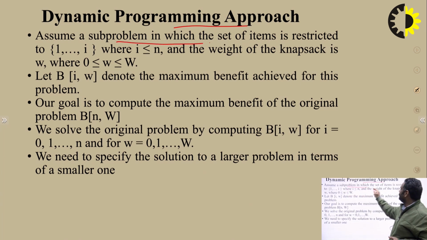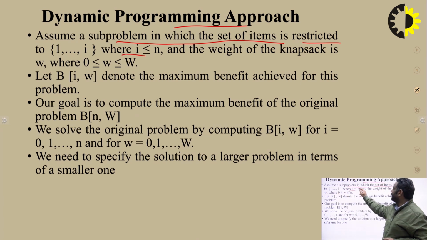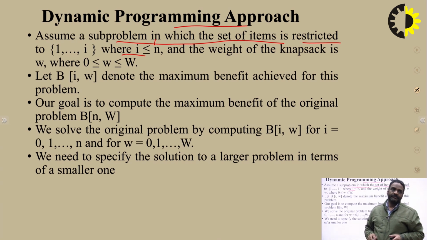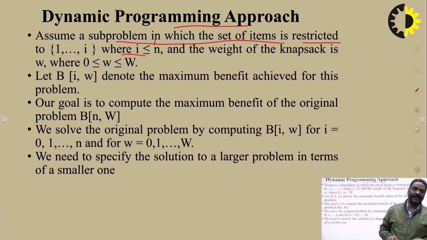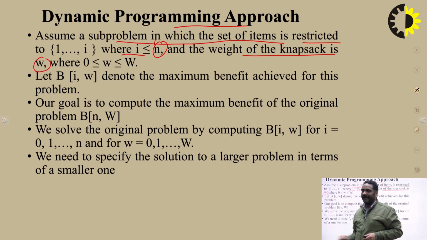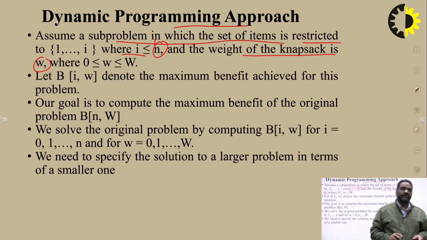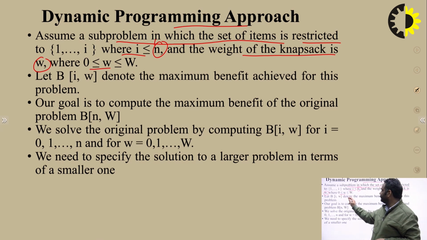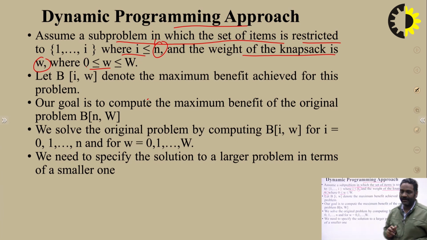Assume a subproblem in which the set of items is restricted to 1 to i, where i is less than or equal to n. So we can include a number of items up to n, and the weight of the knapsack is w. This is the maximum capacity of the given knapsack. Knapsack means a bag having capacity w. So w ranges from 0 to capital W, where capital W means the summation of the weights of the given items.